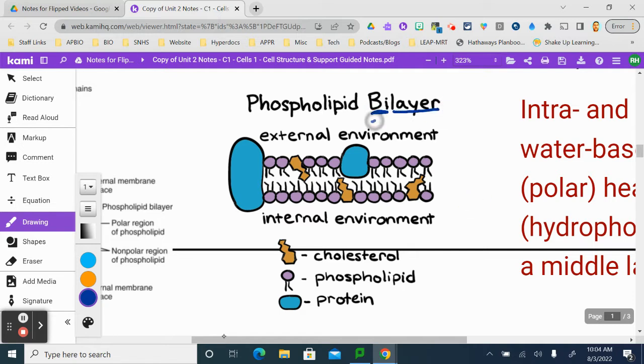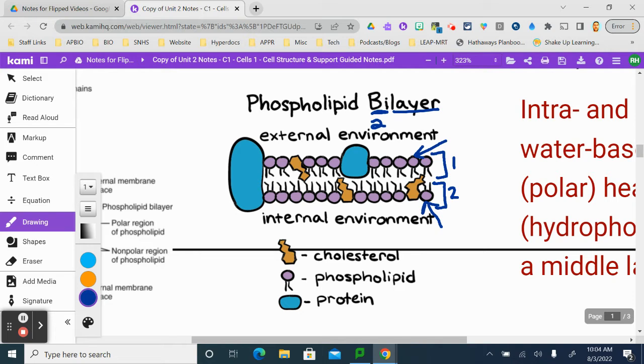Bilayer means two layers, where we have one layer there and a second layer there. They are mirror images of each other, arranged so that the polar heads are on the outside and the polar heads are on the very, very inside. Remember, outside of the cell, we're going to have some sort of watery, liquidy fluid. On the inside of the cell, we're going to have the cytoplasm. Both of those are water-based.